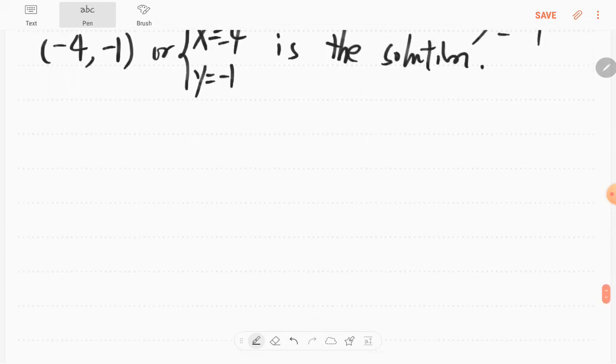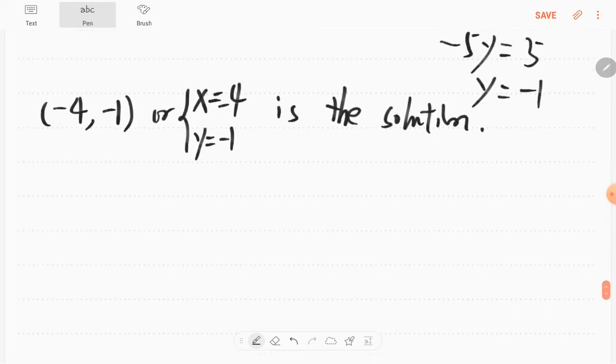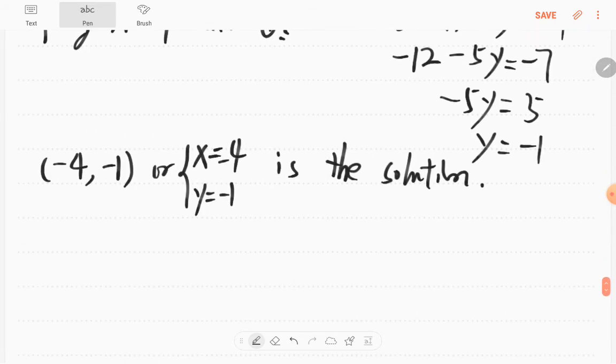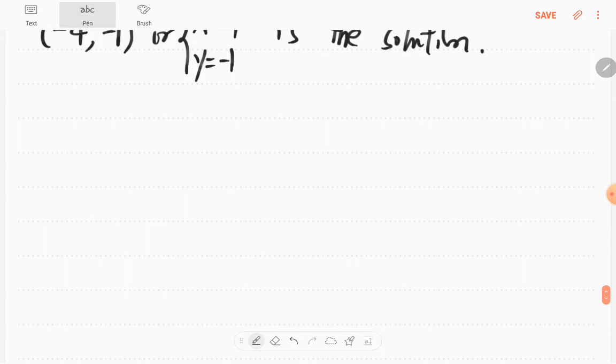Okay, so these are the examples of these three methods. Next, I want to look at the applications. Before that, I want to go over some definitions or terminology.